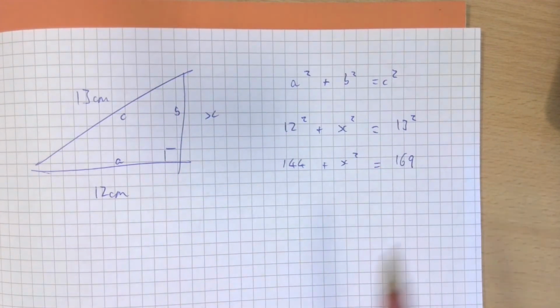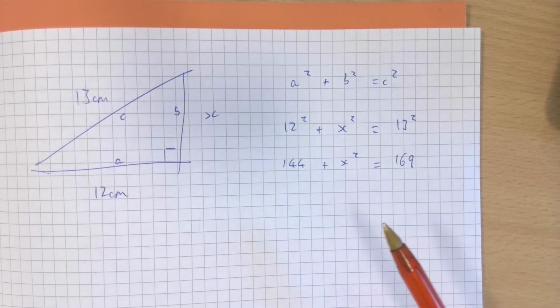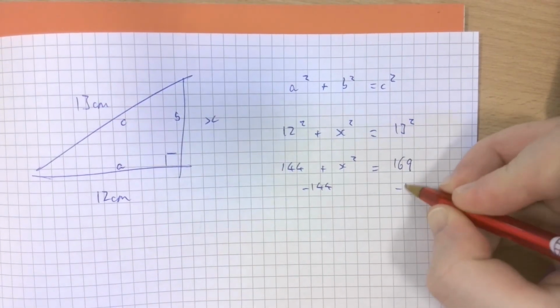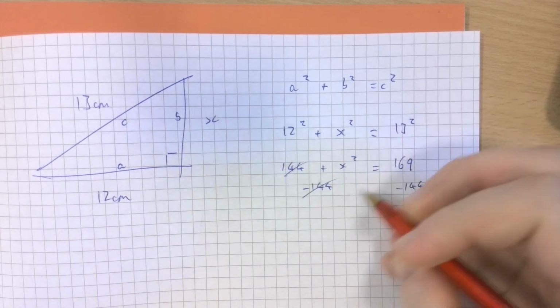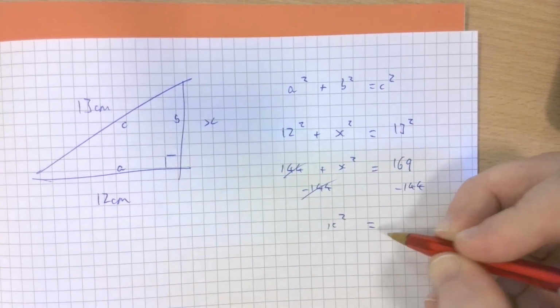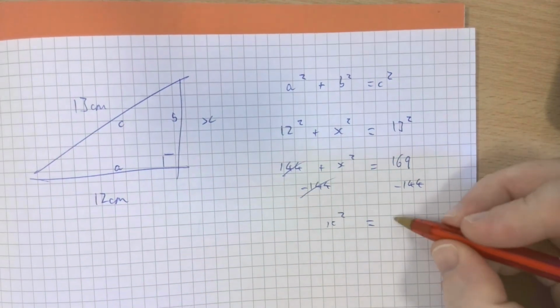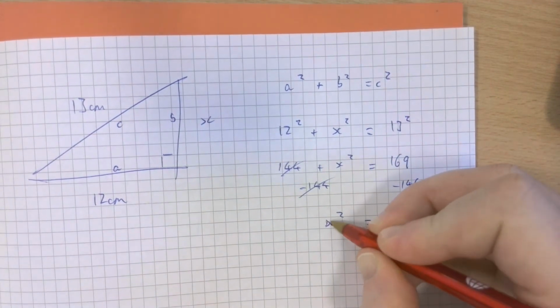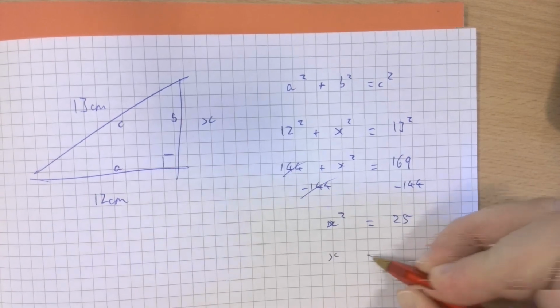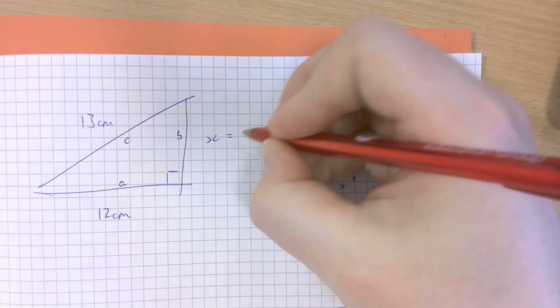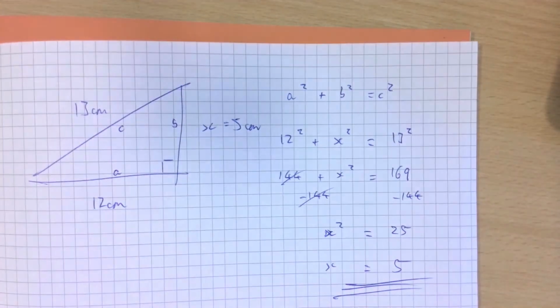You see, with this, because I'm looking for one of the shorter side lengths, it isn't as simple as adding these two together. It doesn't work for this equation. I've got to take away 144 from both sides. Oh yes, I'm left with x squared on its own on the left, and 169 minus 144, 25 on the right. Square root both sides, you got it. X is 5. This is 5 centimeters long.